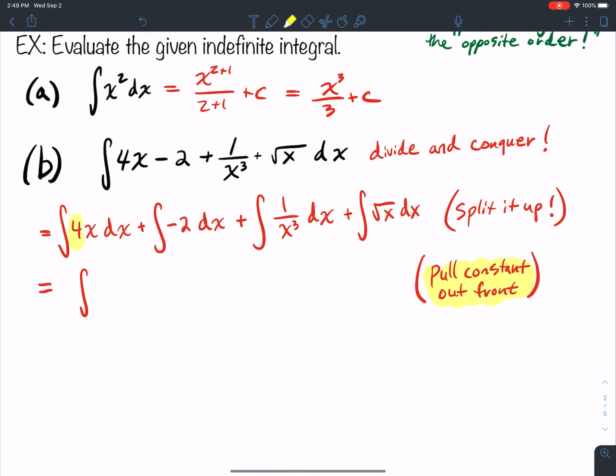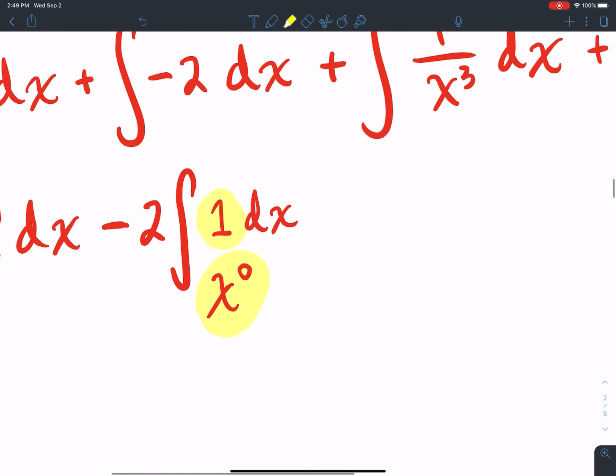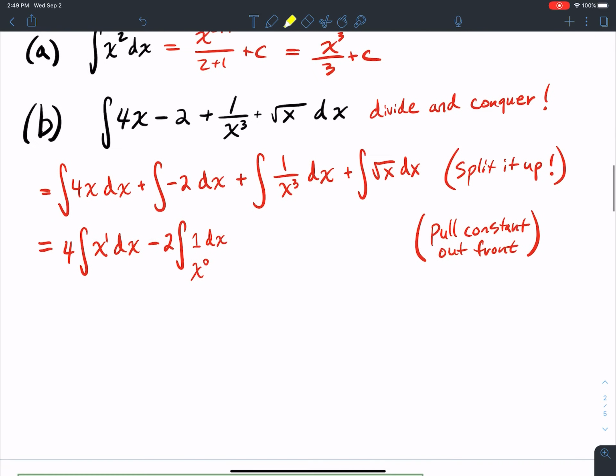So the first constant I see is the 4. So I'm going to pull the 4 out front. And then what does that leave me? That just leaves me x dx inside. This next one, I have a negative 2. So I'm going to pull a negative 2 out front. And then what does that leave me? That just leaves me a dx. So I can put a 1 for a placeholder in there, 1 dx. The next one, I don't have any constants to pull out. Now, technically, 1 is x to the 0, right? So you can think of it like that, okay?